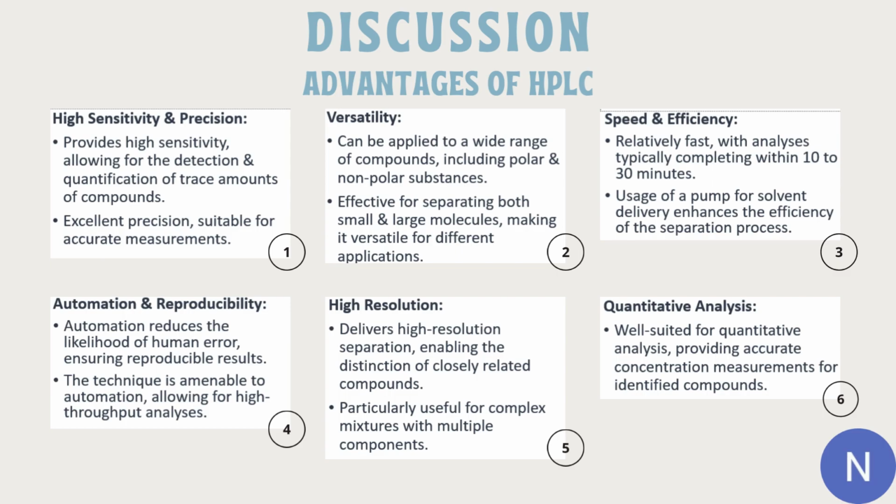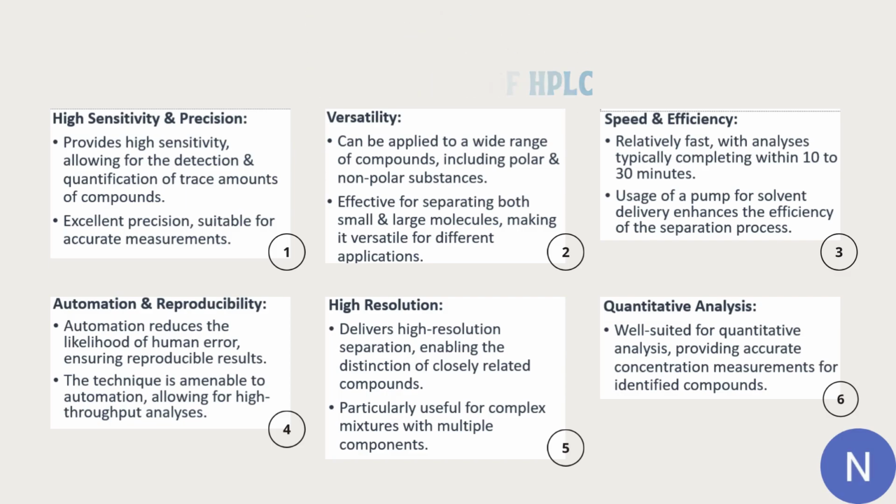Other than that, automation in HPLC systems reduces the likelihood of human error, ensuring reproducible results. The technique is amenable to automation, allowing for high throughput analysis. Next, we have high resolution. HPLC delivers high resolution separation, enabling the distinction of closely related compounds. It is particularly useful for complex mixtures with multiple components. Lastly, HPLC is well suited for quantitative analysis, providing accurate concentration measurements for identified compounds.